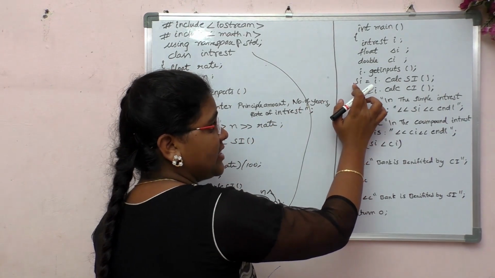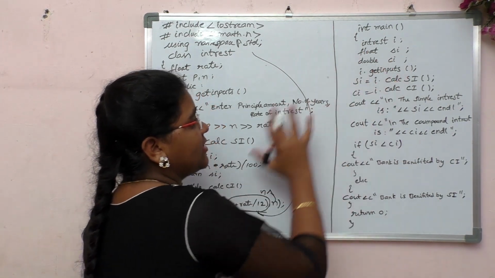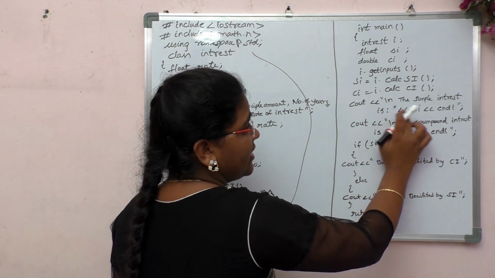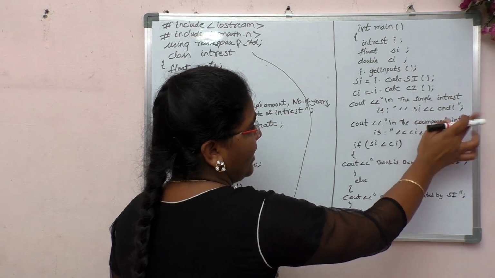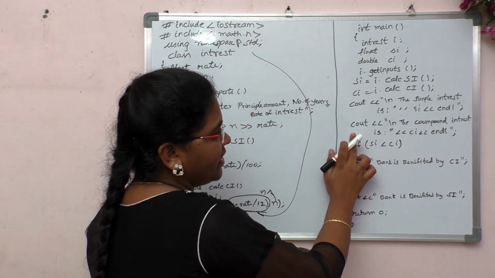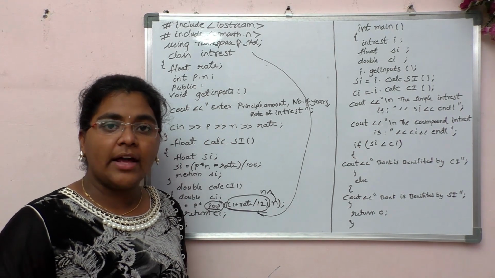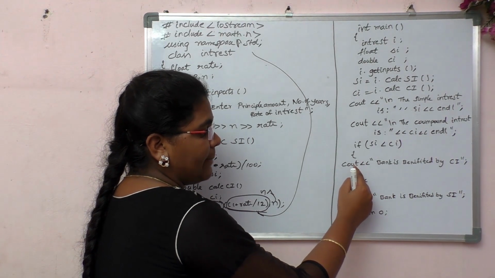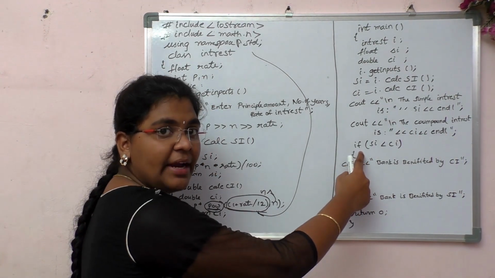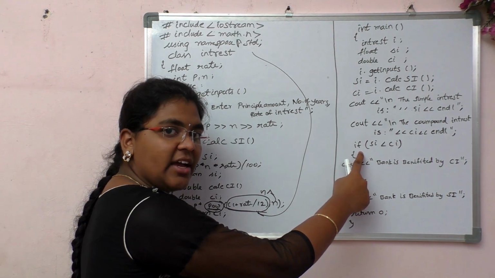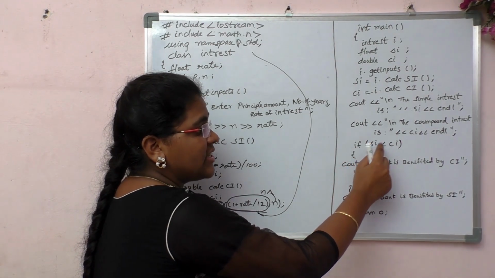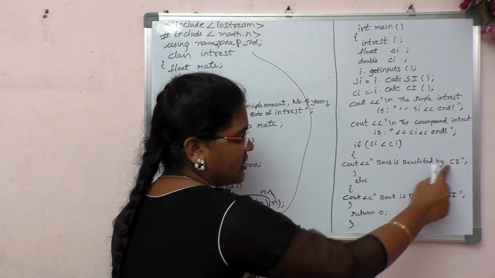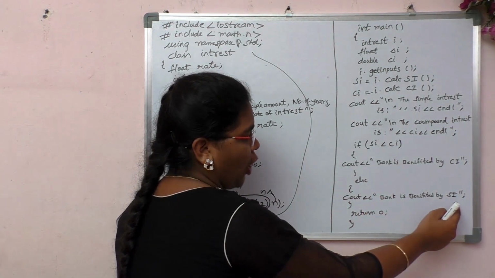Similarly, we write for simple interest and compound interest. By calculating these, the cout output statement is the simple interest, which will read the value in SI here, and endl. Similarly for the compound interest. For the benefit of the bank or not, it is declared by the cout statement. By using an if else statement we can tell whether the bank is benefited or not. If simple interest is less than the compound interest, cout the bank is benefited by simple interest, else the bank is benefited by compound interest.